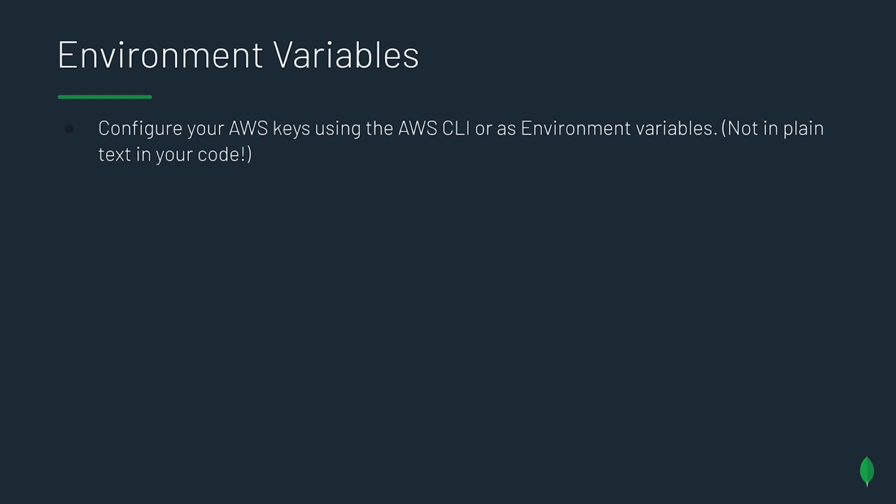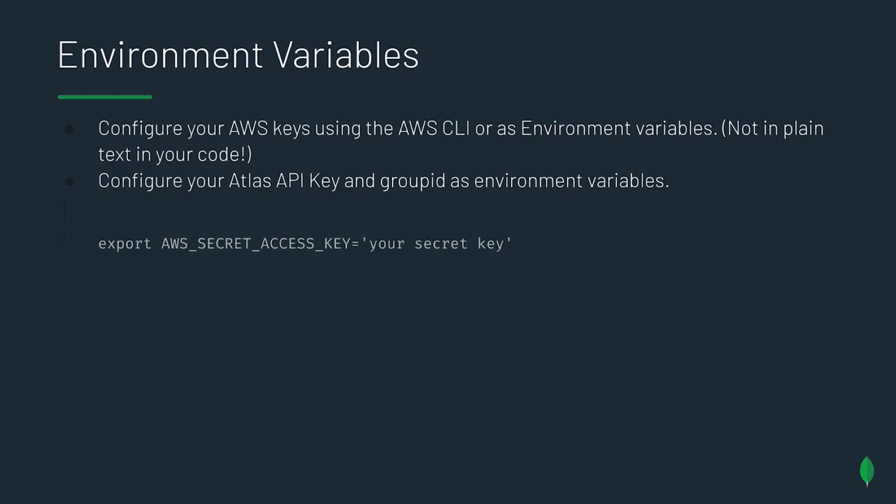Configure your AWS keys using the AWS CLI or as environment variables. Myself, I have my AWS keys configured in the CLI, so I really don't have to worry about them. You should always do that, because if you commit them to GitHub, as I said, it's not a good day. You should also configure your Atlas API key and group ID as environment variables. And this is how you do it.